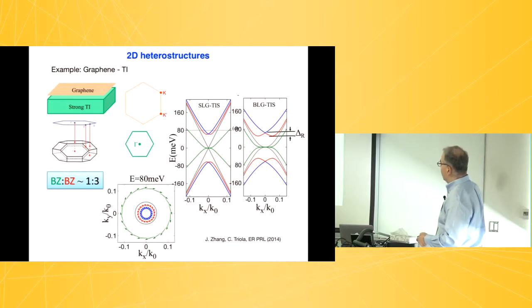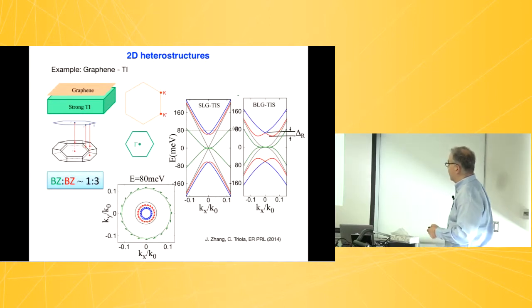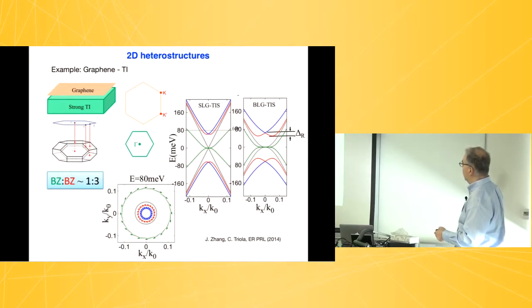And so we did the calculation. Turns out you can. We also find out that actually these, the blue and the red bands, are the Rashba-like bands induced into the graphene by the proximity of the topological insulator. And what we found is that this Rashba splitting is much larger for the case of bilayer graphene compared to the single layer graphene.